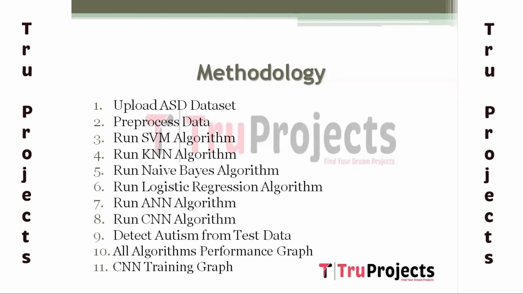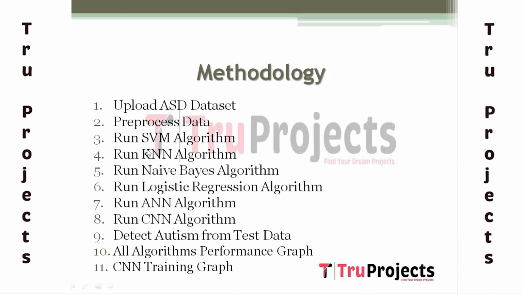Methodology. For execution of the project, we have designed 11 modules. In the first module, we will be uploading the ASD dataset for the application purpose. In the second module, which is pre-processing the dataset, we will read the entire dataset and then replace missing values with 0 and convert all the non-numeric values to numeric by using the label encoding algorithm. After pre-processing, we will split the dataset into train and test, with 80% of data for train and 20% for test.